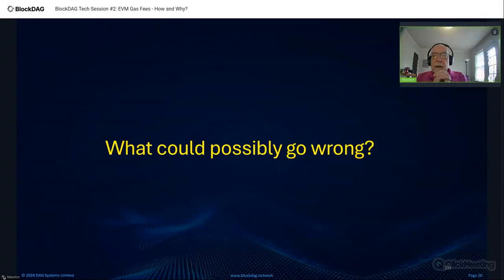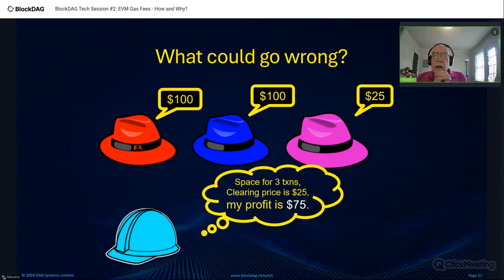Now, that said, that doesn't solve all our problems. There's a second way in which this kind of bidding can go wrong. And in fact, this is a well-known problem in real life bidding too. Consider the following situation. Here, there is space for 3 transactions. Red bids 100 and blue bids 100 because they really, really want that space. Pink doesn't really care and bids 25. But because there's space for 3, all 3 of them are included, and the clearing price is now $25 each.